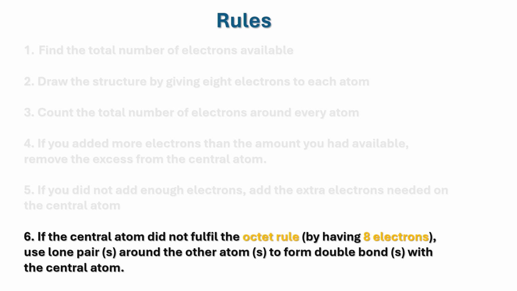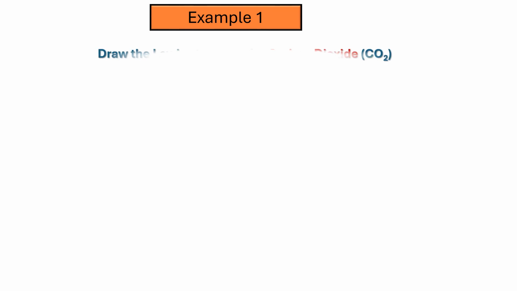Number 6, if the central atom did not fulfill the octet rule by having 8 electrons, we'll use lone pairs around the other atoms to form double bonds with the central atom. So these are the rules that we're going to be using to draw the Lewis structures. Let's look at our first example. Draw the Lewis structure for carbon dioxide.